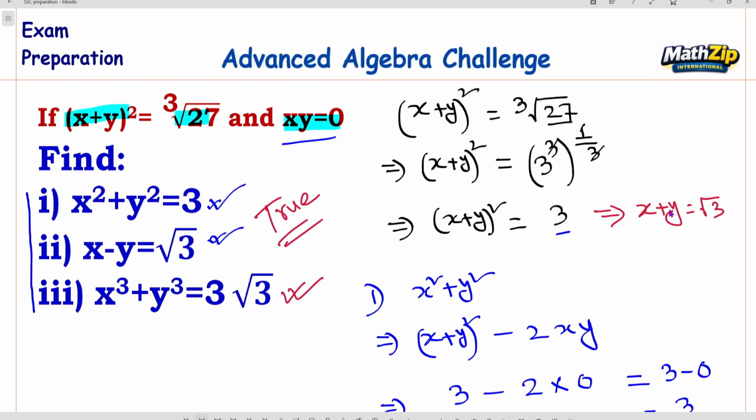These kinds of math you will face in the examination hall, so don't neglect these kinds of math.